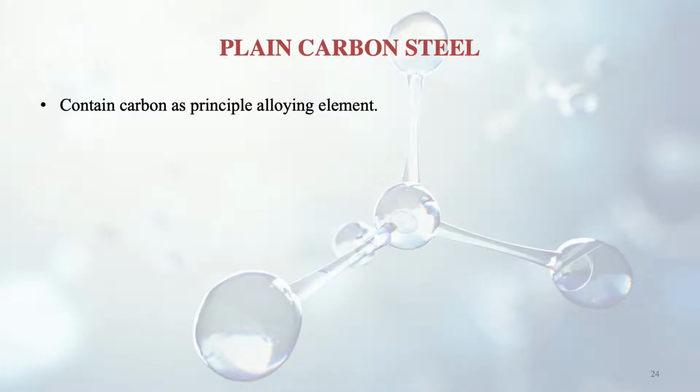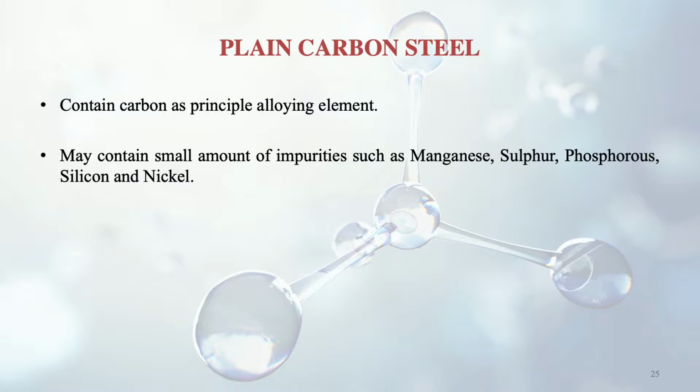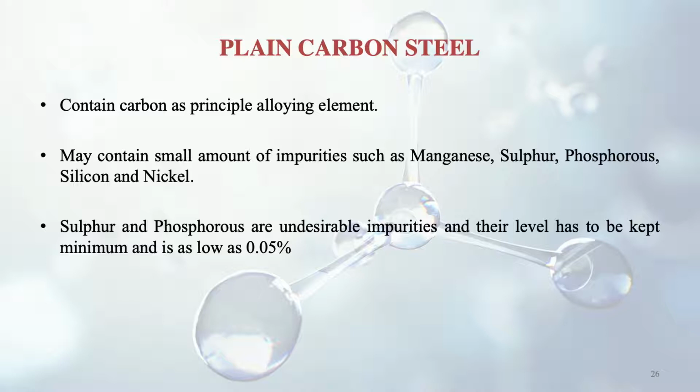Now we discuss plain carbon steel, what it is. So it contains carbon as the principal alloying element. That's why its name is also plain carbon steel, and it may contain a small amount of impurities such as manganese, sulfur, phosphorus, silicon and nickel. Out of these, phosphorus and sulfur have negative or adverse effects, so they have to be kept to a minimum, as low as about 0.05%.